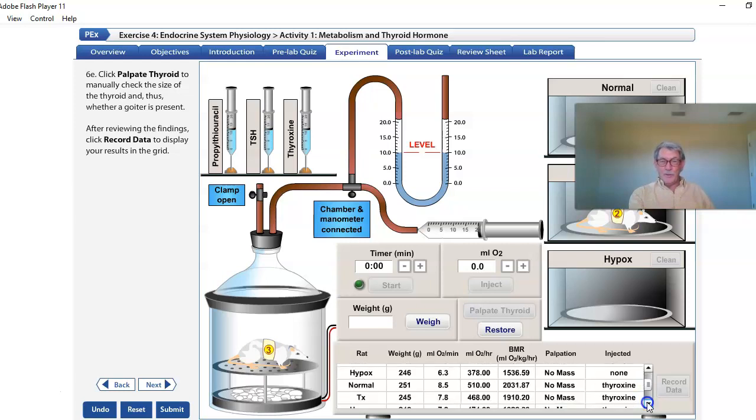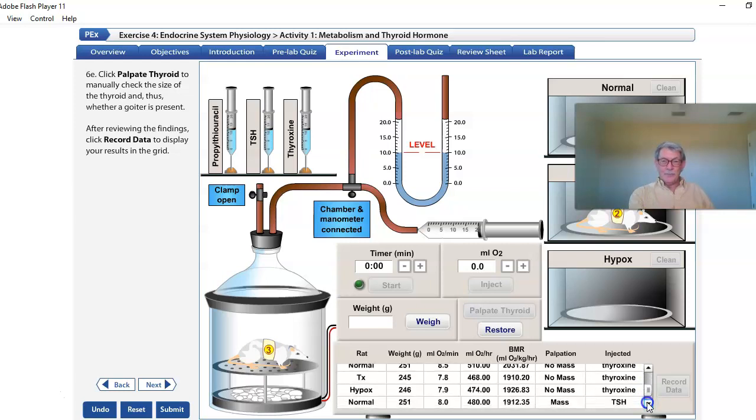There's 3 that got thyroxine, and then there's 1, 2. Oh, that's this last one. It didn't record him. Okay, that's okay. But you can see that the mass happened to the one that got TSH. Except if he didn't have a thyroid gland, he couldn't get a goiter because he didn't have the gland.